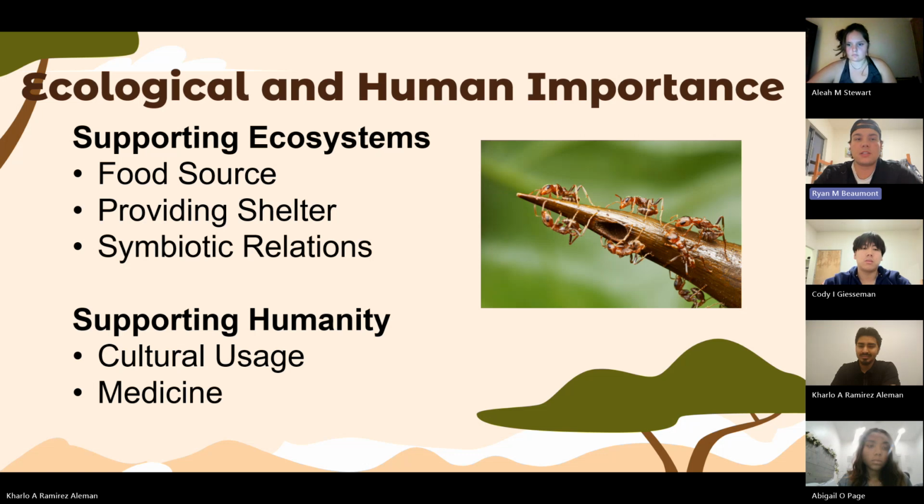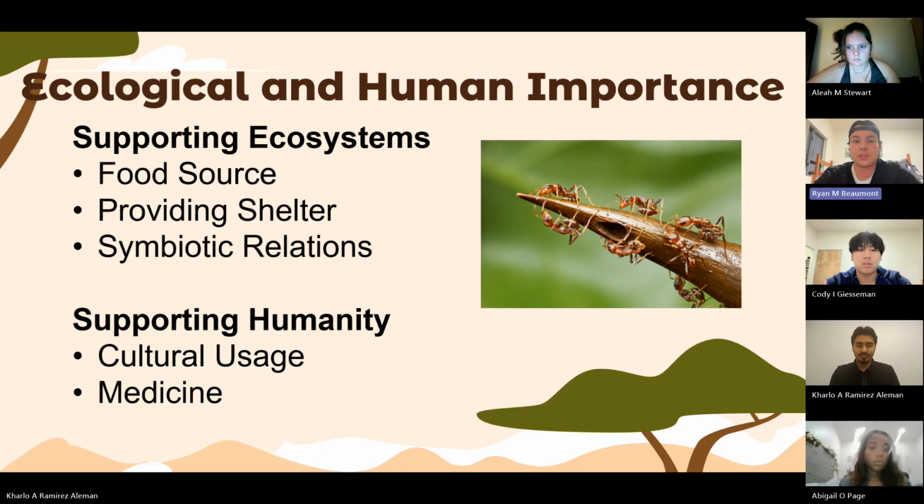All right, so desert plants support ecological systems and humanity in several ways. The first being through a food source. Prickly pear cacti are a good food source for many rodents that live in arid environments. They also provide shelter through their spines. Their spines are hard, and this provides a good shelter for Gila woodpeckers, for example.